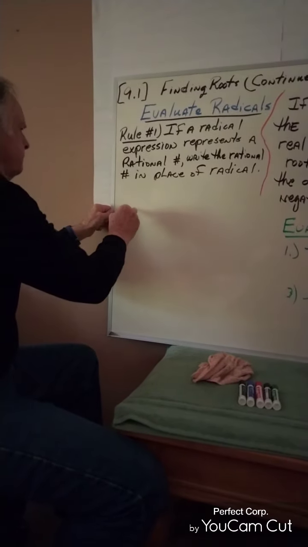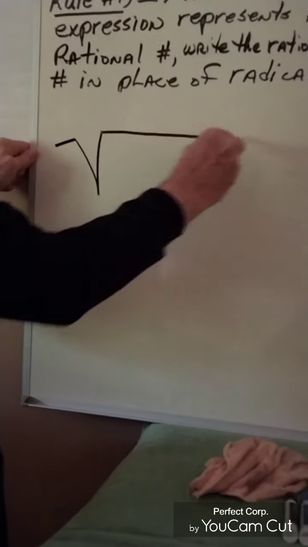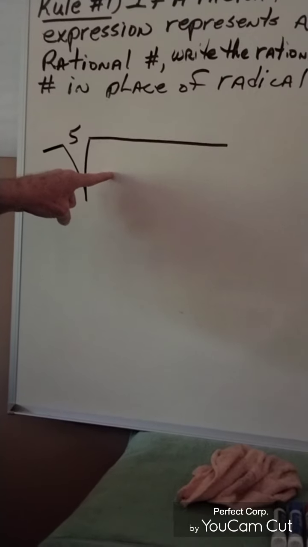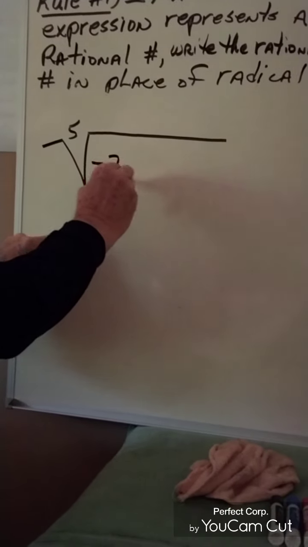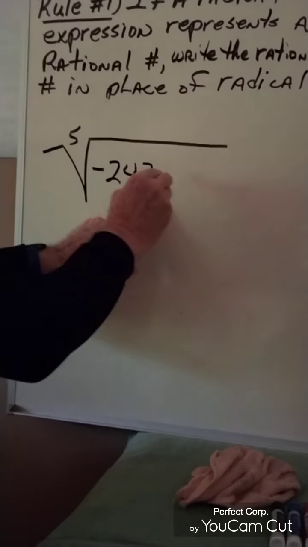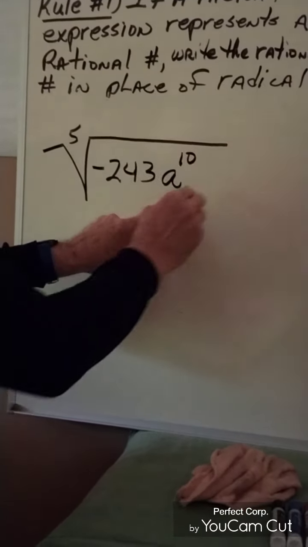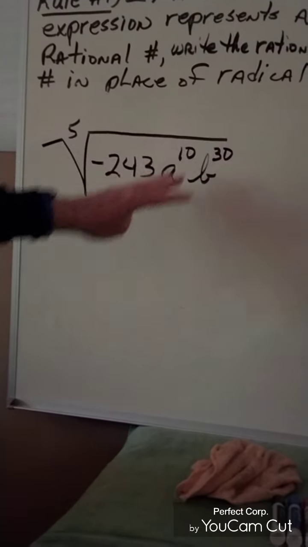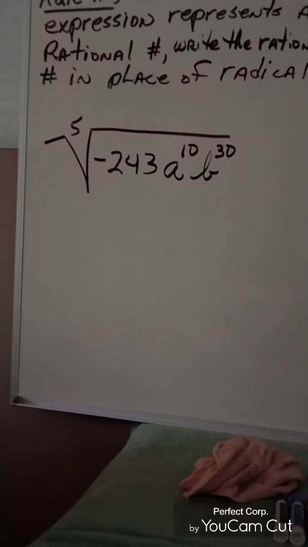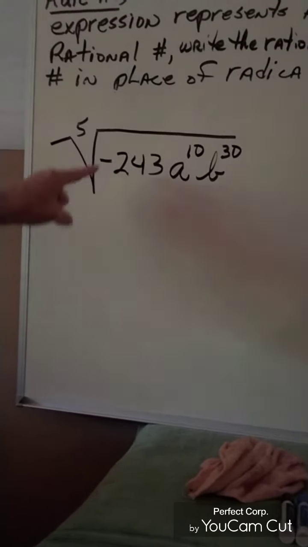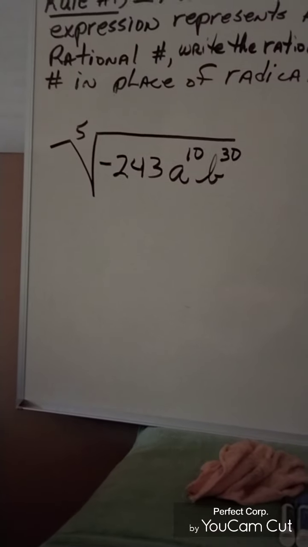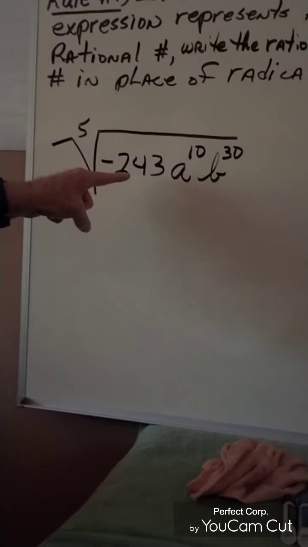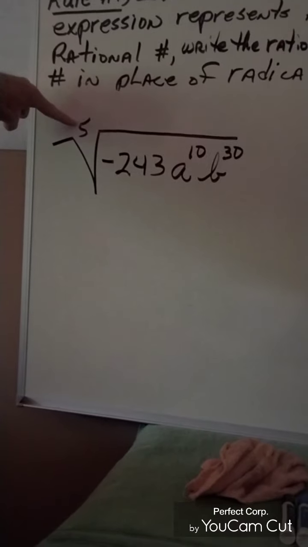We'll change the index. The 5th root, odd, any sign. Let's see if this overall radical expression is going to represent a rational number. It will be if this radicand represents a perfect 5th power. Why did I say a perfect 5th power? Because the index is 5.